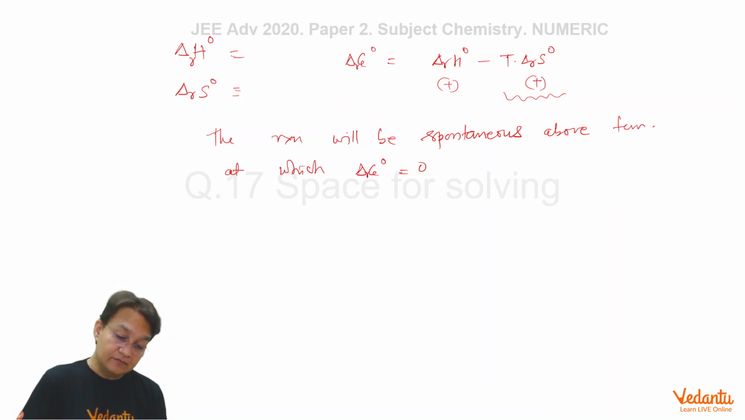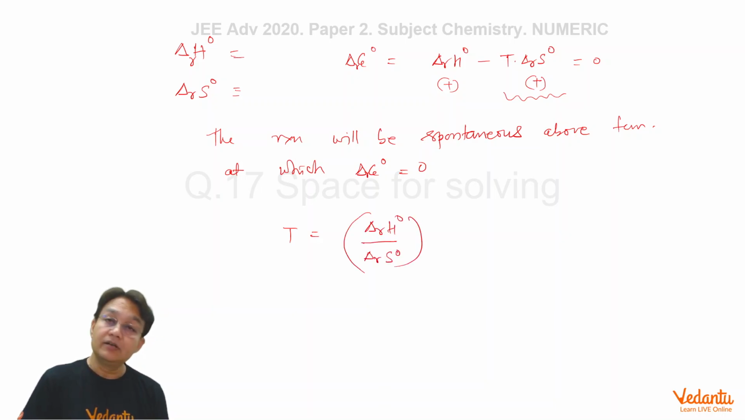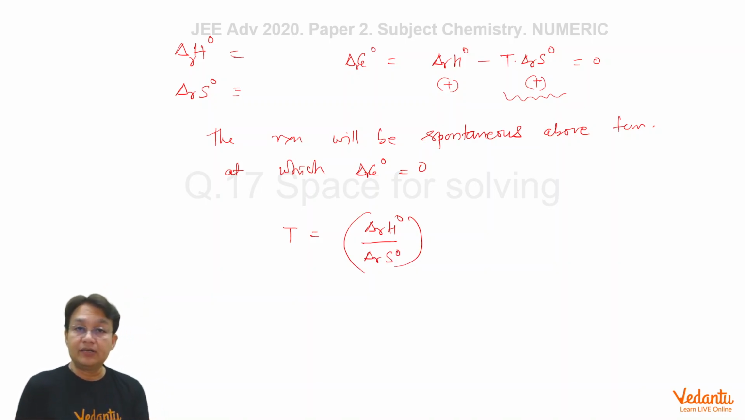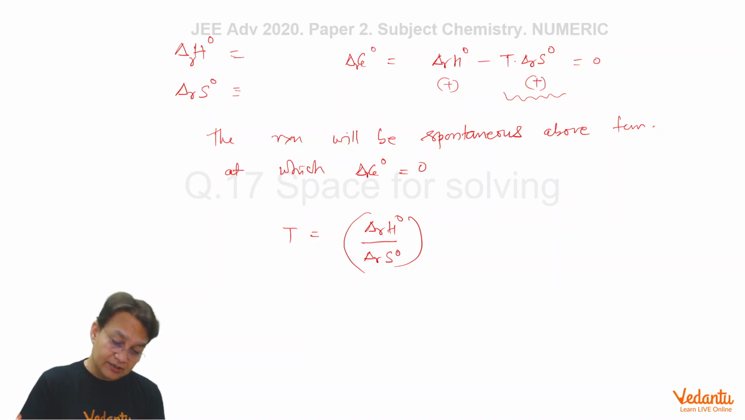To find this condition, we have to set delta R G naught equals to 0, and which gives you the temperature is equals to delta RH naught upon delta RS naught. So by doing this, you will get the temperature, and above this temperature, the reaction is going to be spontaneous, because above this temperature, delta G naught of this reaction is going to be negative.